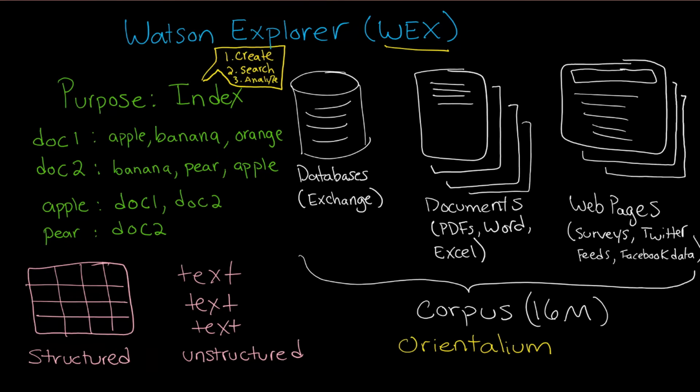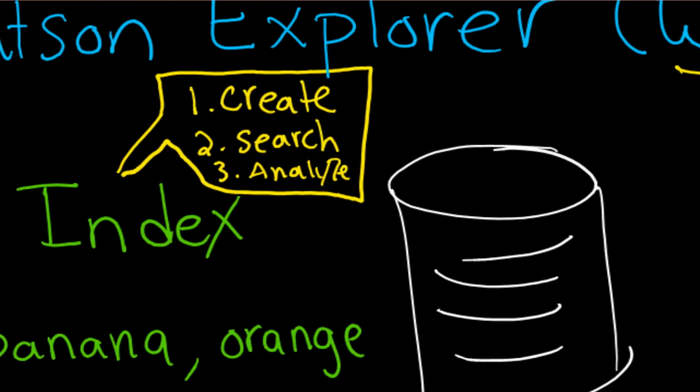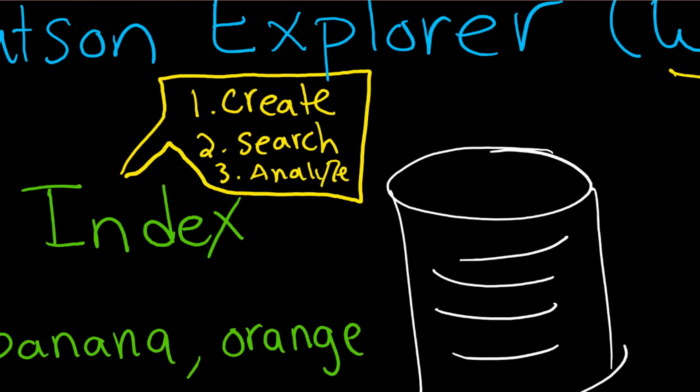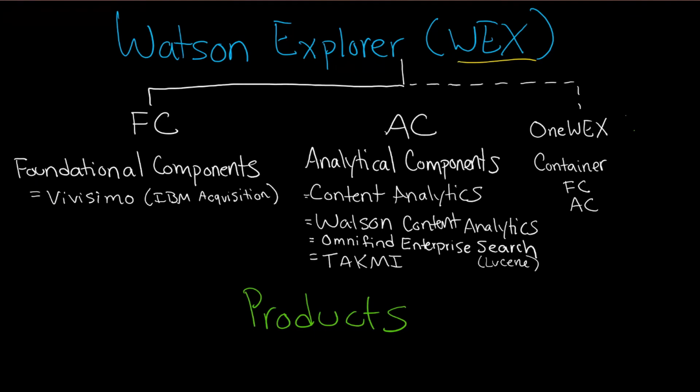So again, WEX is all about indexes, and there are three things typically you do with an index. You create them, you search them, and you analyze them. And keep in mind that before that index gets created, something has to go out and crawl the original data, which means read it. And keep in mind, whatever data you have in your documents and your databases gets pulled into your index. So if you have confidential information in your original documentation, in your original databases, it will also be in your index. So how do you install WEX?